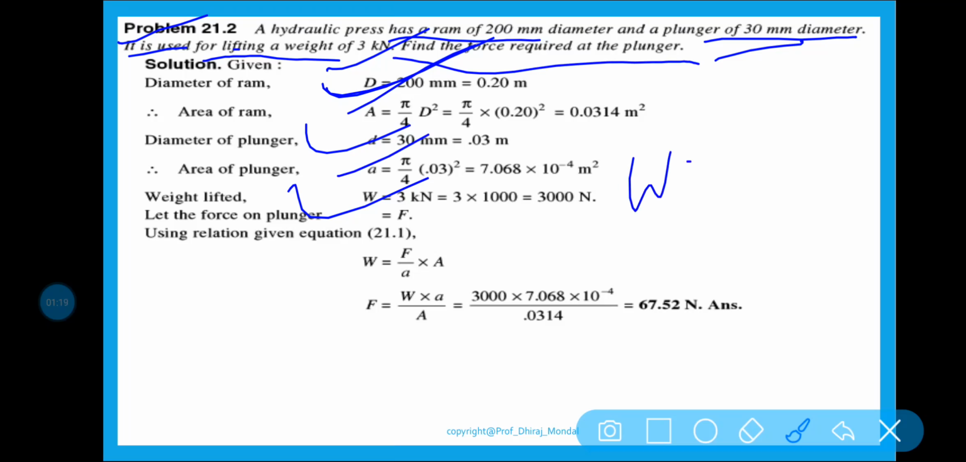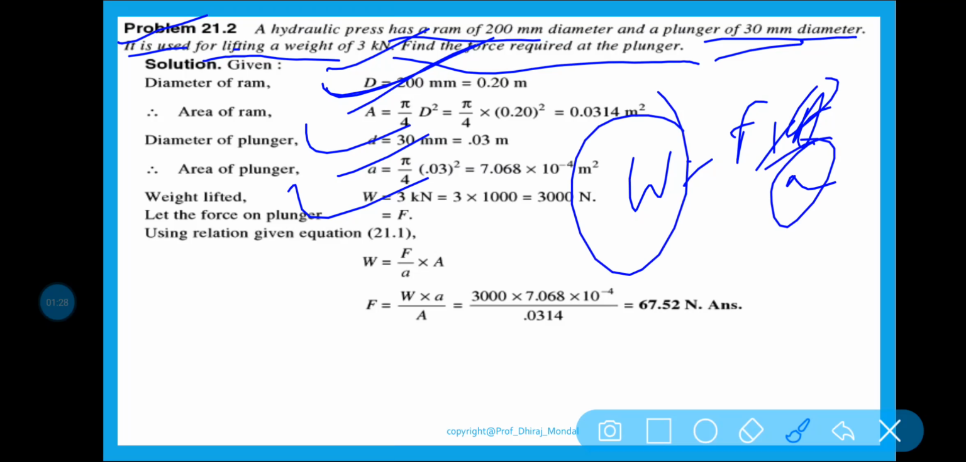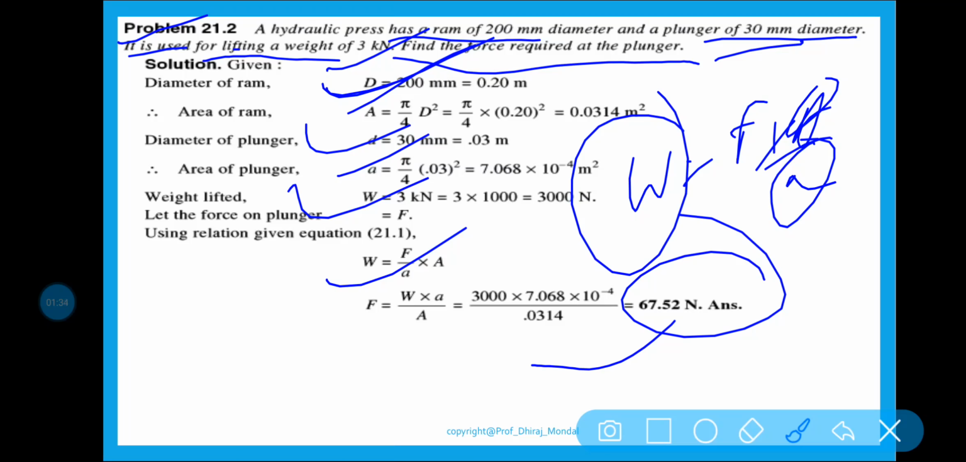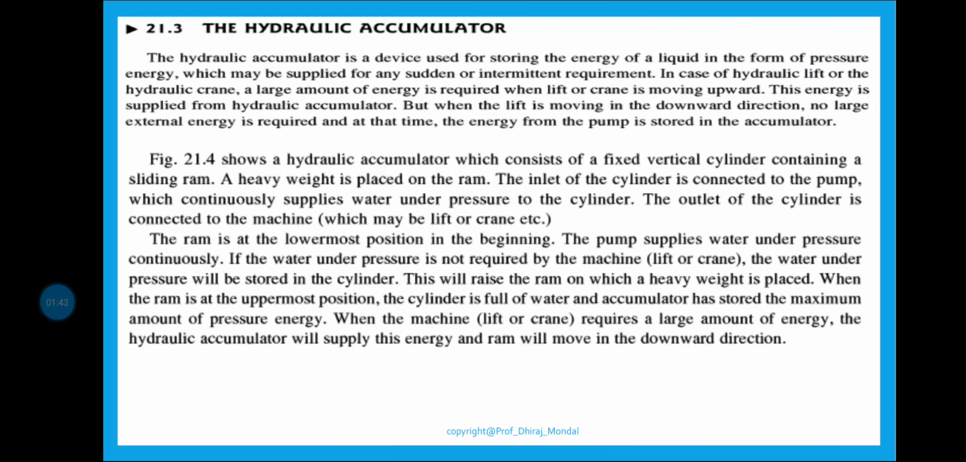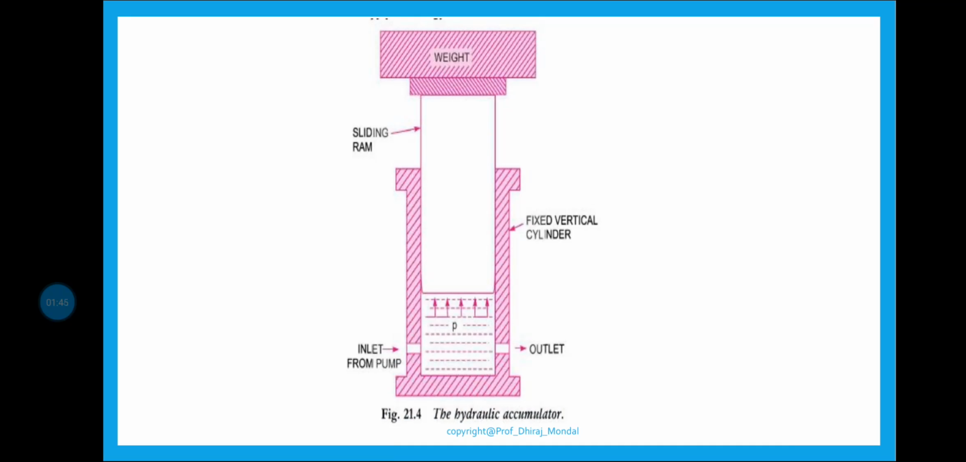So we know that W is equal to F into A by a. Small a, capital A and W are already given, so you can find F is equal to 67.52 Newton. So with 67.52 Newton, a weight of 3 kilonewton can be lifted. This is the advantage of the hydraulic press. Now let us come to the next topic, the hydraulic accumulator.